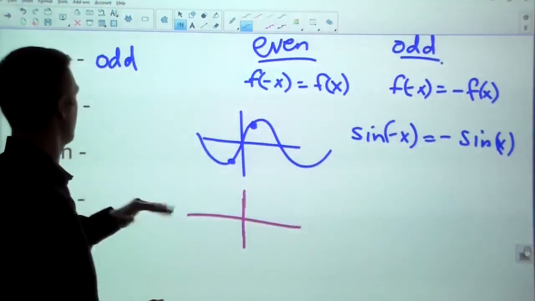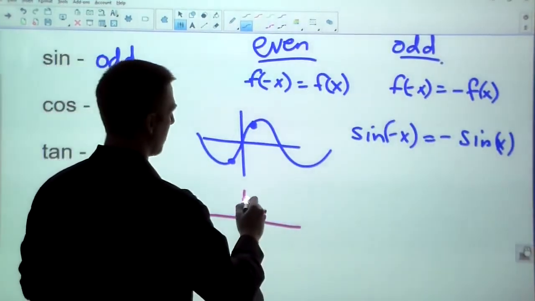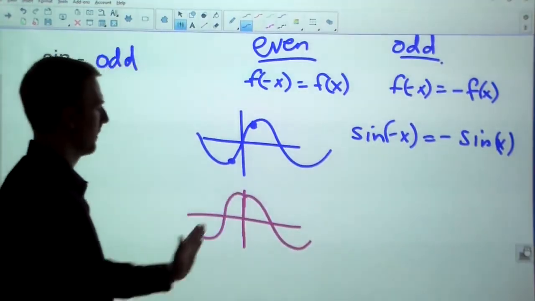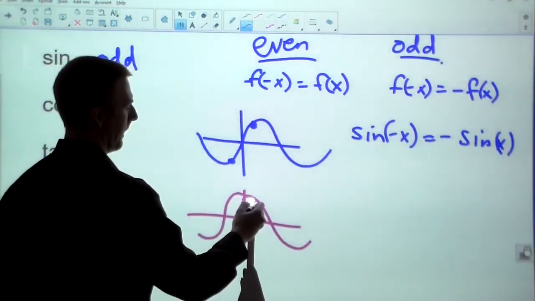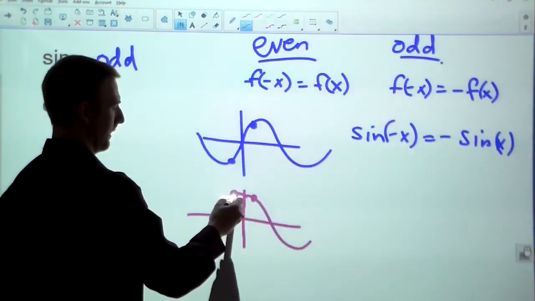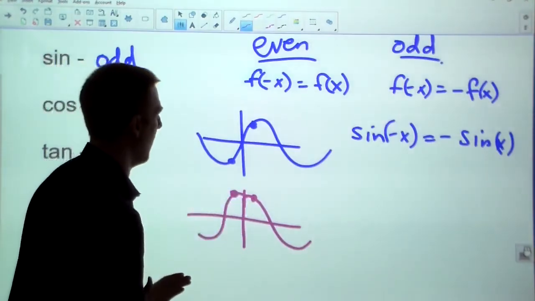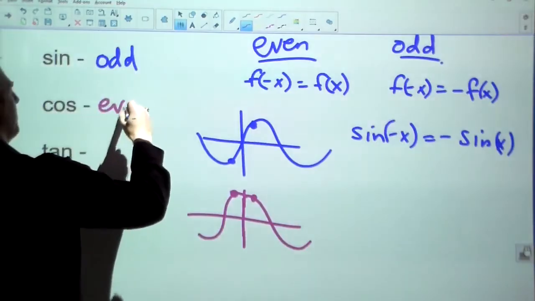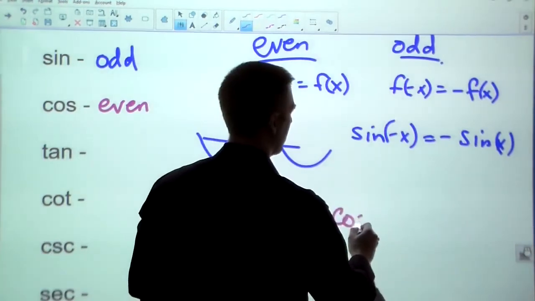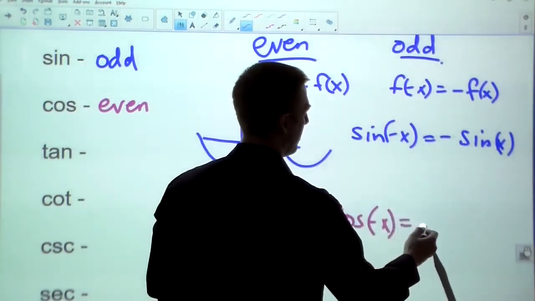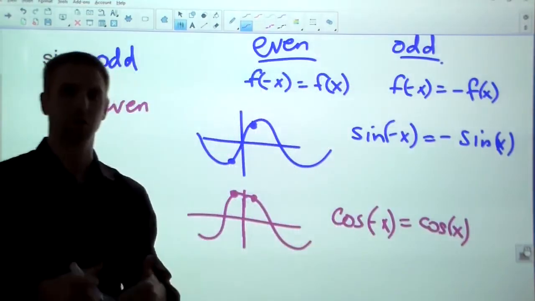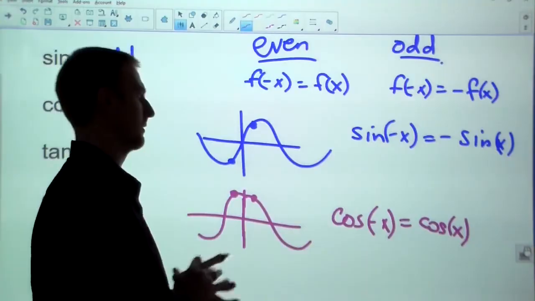I want to leave sine up because we're going to eventually get to cosecant. But a cosine function is going to look something like this, and it's centered around the y-axis. So if you pick an x value and look at the y that goes with it, and you pick the exact opposite x value, you're going to get the exact same y value back out. So that's by definition an even function. We can do it with the algebra too: cosine of negative x is going to end up being the same thing as cosine of x. Again, pick any value on the unit circle, try it and see what happens.